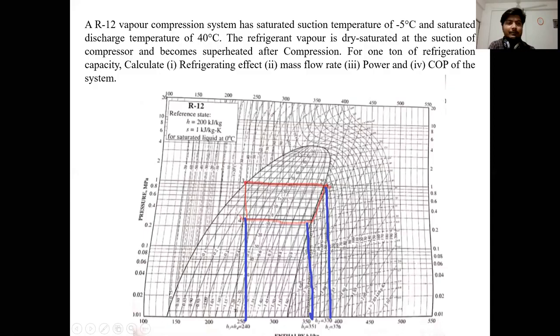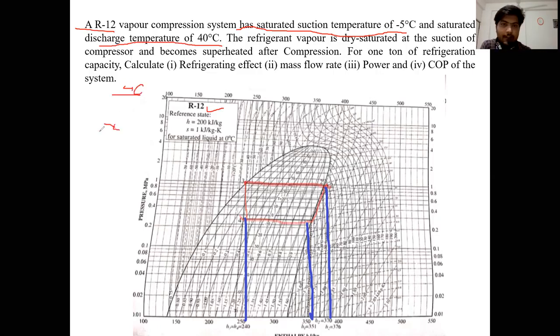Next, numerical number 3. A refrigerant R12 vapor compression system has a saturated suction temperature of -5 degrees. This is your p-h chart corresponding to this refrigerant. For a different refrigerant, the chart is different. It is R12, already written. So -5 degrees is the suction temperature, the lower side temperature, and the saturated discharge after compression is 40 degrees. The cycle is between 40 degrees and -5 degrees.